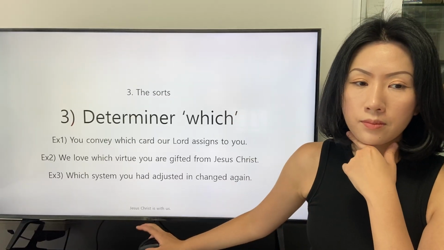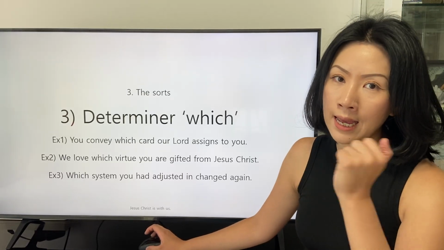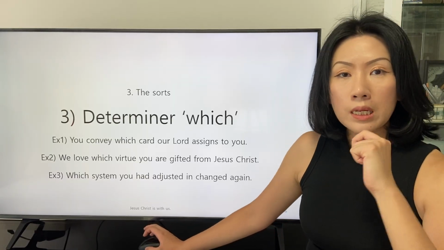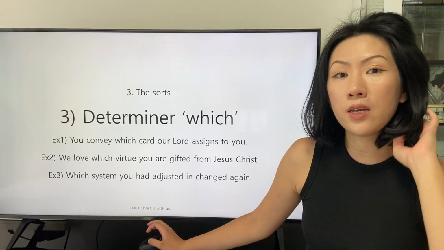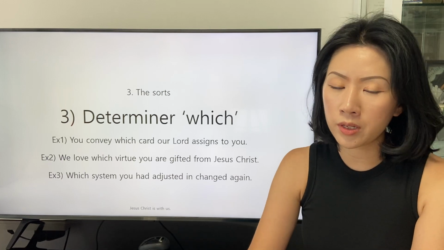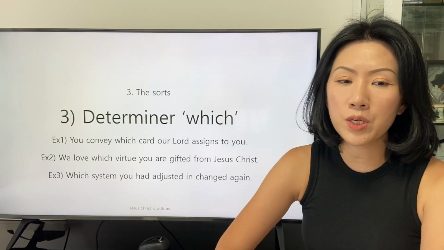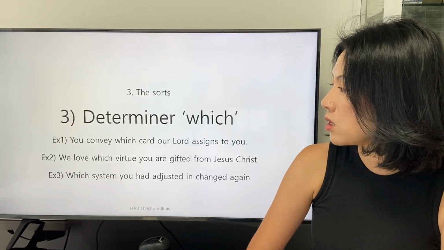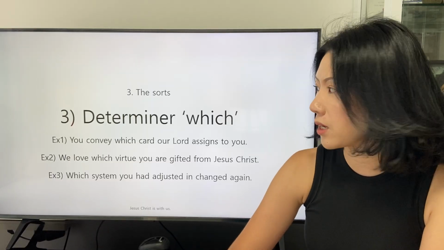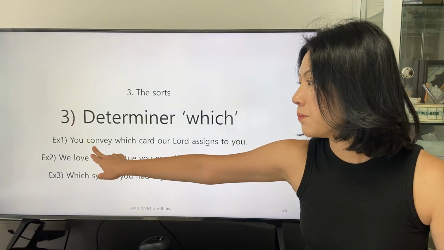And we will study the way that the determiner which is applied as a subordinating conjunction by 3 examples. Let's read them briefly. You convey which card our Lord assigns to you. In this sentence, we can find that the speaker applies the subordinate clause, which card our Lord assigns to you, as the object of the main clause with the subject you and the transitive verb convey.